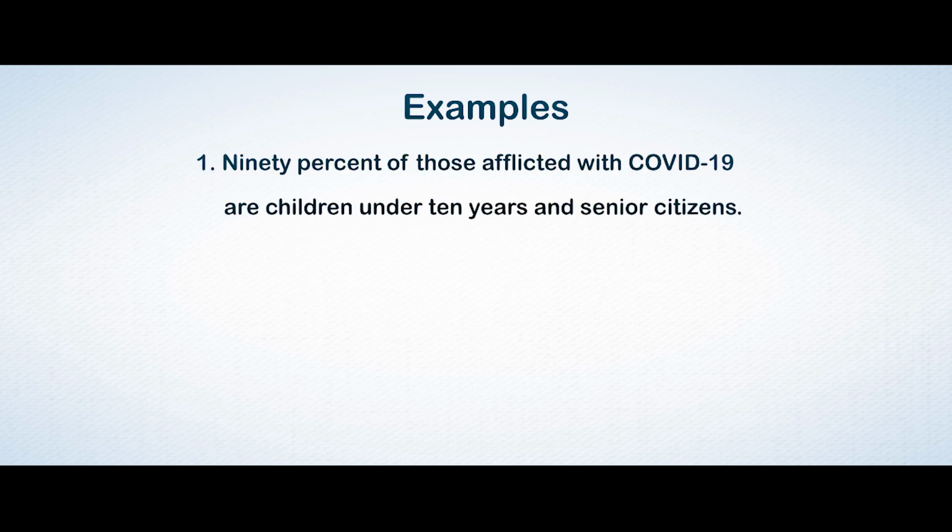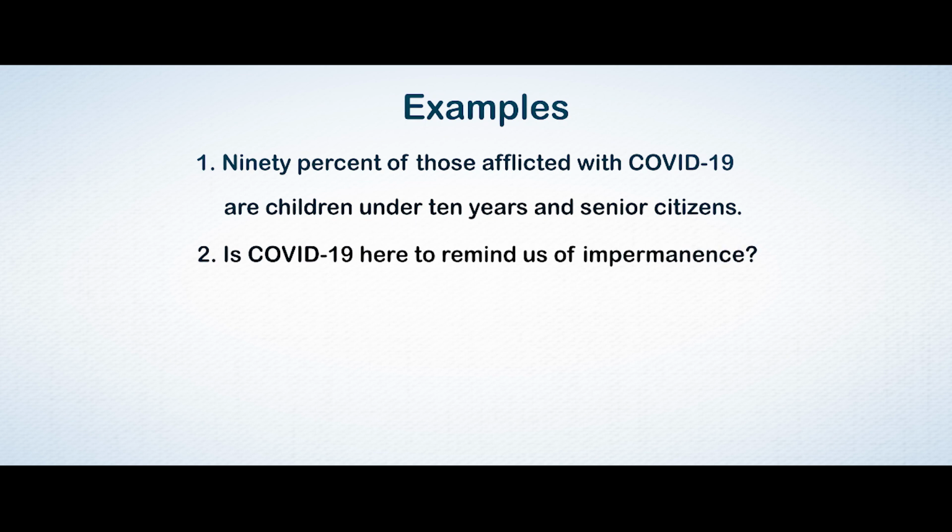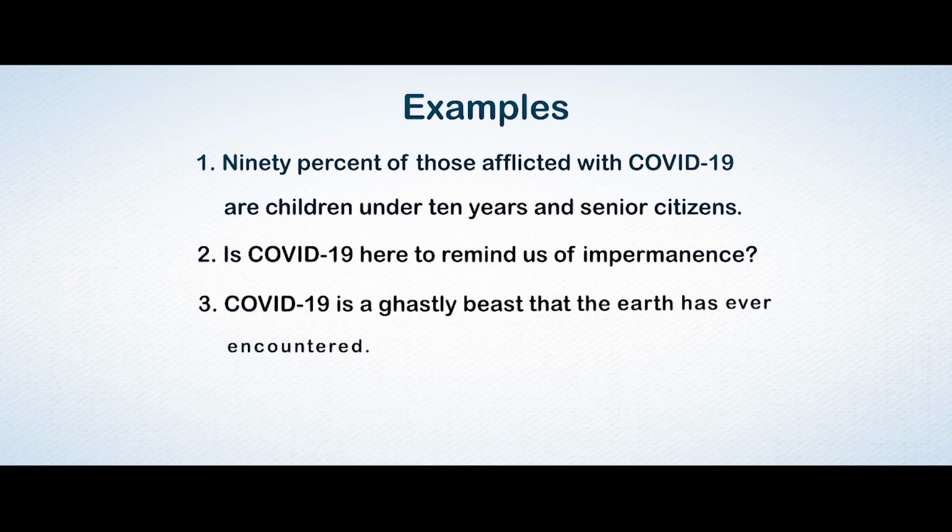So the first example says, 90% of those afflicted with COVID-19 are children under 10 years and senior citizens. I'm sure when you read this information for the first time, you must have become interested to read further. It's an example to show how you can gain the attention of your reader. So this is an example of how you use figures in your opening sentence to make it catchy. Then there's a question here. Is COVID-19 here to remind us of impermanence? And then we have one more here. COVID-19 is a ghastly beast that the earth has ever encountered. This is how the writer has used figures of speech to start the opening sentence.